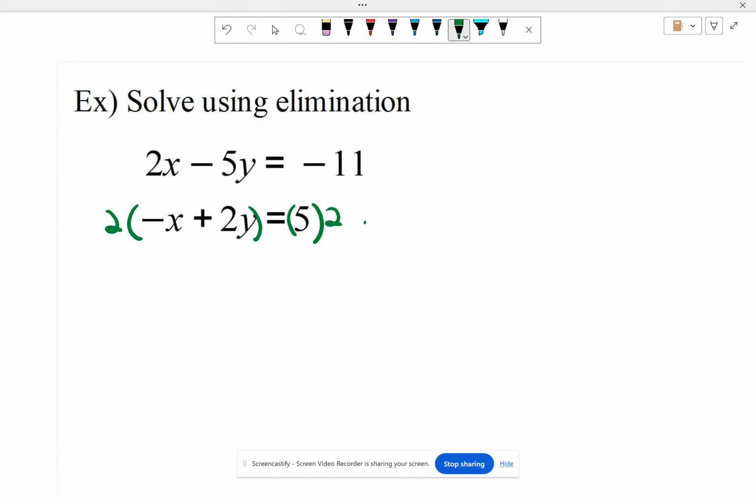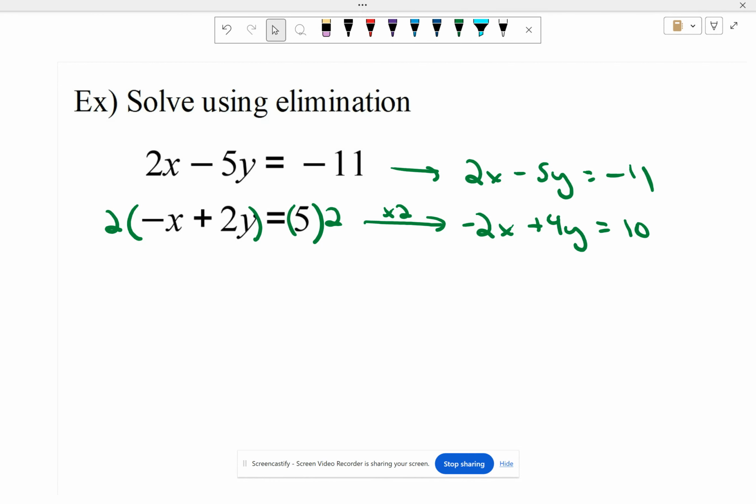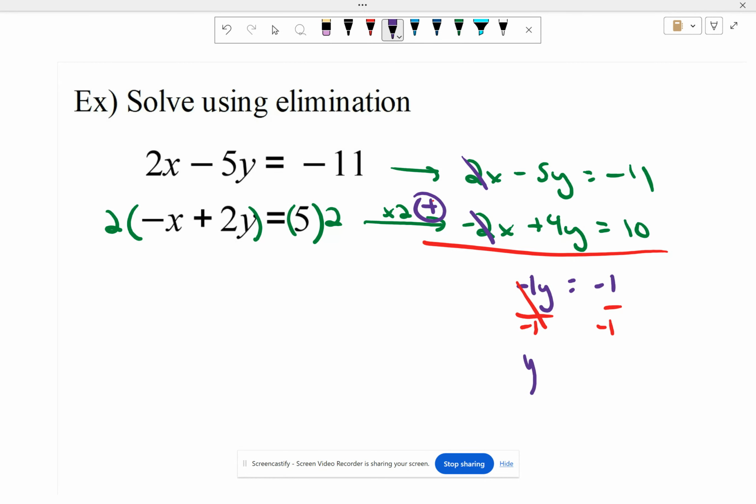Now that might seem random, but when I do that, that's going to give me a negative 2x, a 4y, and a 10. So that's when I multiply by 2. This first equation, if I leave it alone, it's still the same equation. But now that I multiplied it by 2, see what happens here with the x's? I get them to match, and when I add these equations to each other, the 2x minus 2x is going to cancel out. Then negative 5y plus 4y is going to give me negative 1y, and negative 11 plus 10 is negative 1. So then now I have an equation with one variable. We can just divide both sides by negative 1 and get that y equals 1.